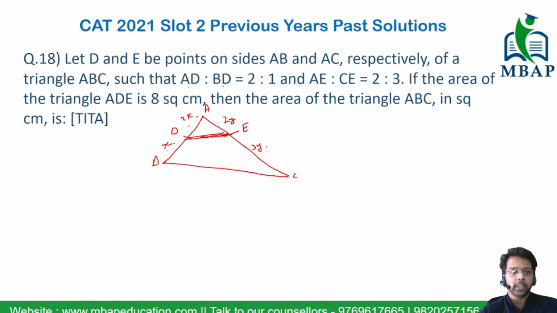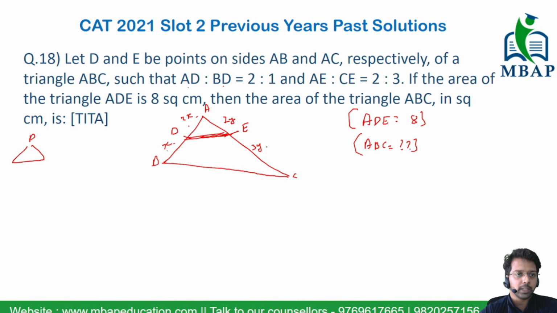The area of the triangle ADE is already being given to me. ADE is 8 square centimeter, and the area of the whole triangle ABC is something which we have to find in the given question. Now you also know, if you have a triangle, let's take PQR, the area of triangle PQR will be given by half PQ sin R, right?